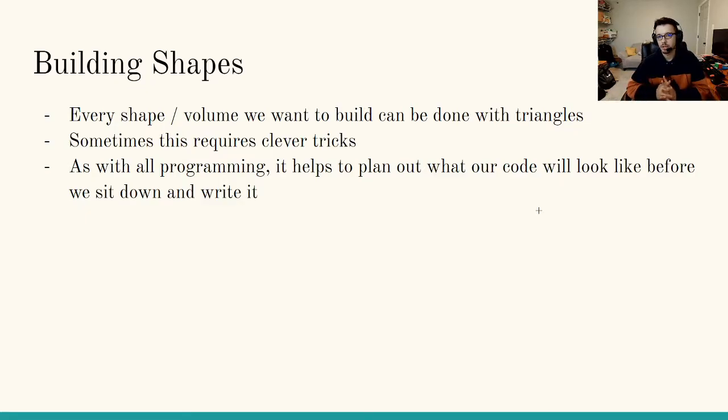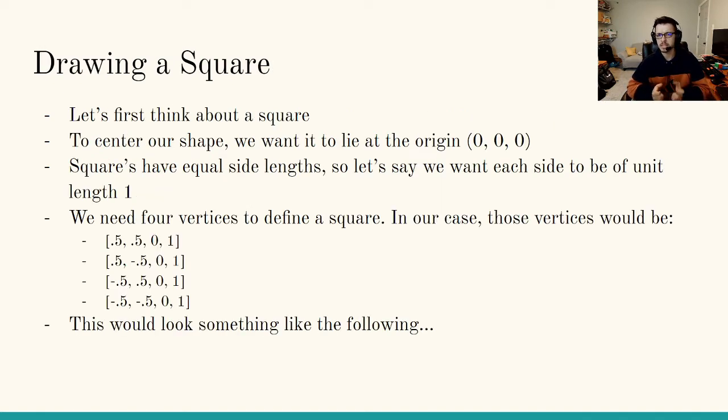So every shape and or volume that we want to make can be done with triangles, and because the playground was created in a way such that everything has to be a triangle, this is kind of the idea we're going to follow. Now this might not be intuitive for every shape or volume that we want to think about, so we're going to want to plan this out for a given shape that we want to work with before we dive in. So let's think about a square.